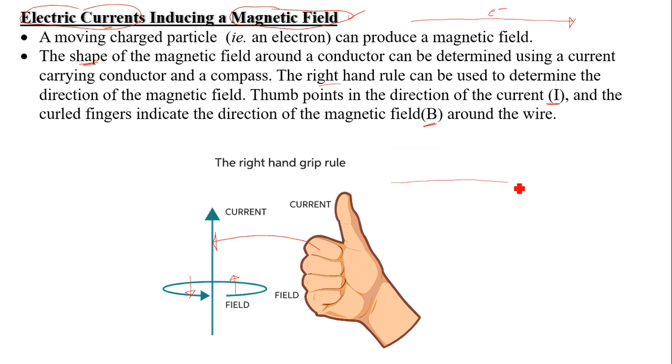If I draw another wire here, with the electrons going from the left to the right, then at the top, if you grab onto this wire with your right hand, the magnetic field would be coming toward you. And at the bottom, it would be going away from you. So it's wrapping around that conductor.